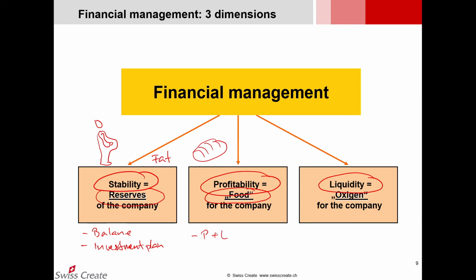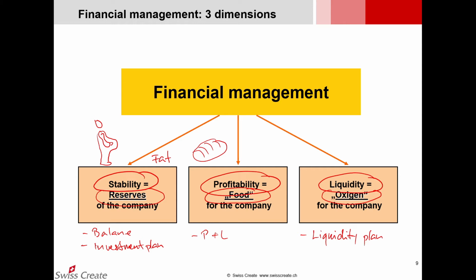The third element, the liquidity, it's like the oxygen. Without oxygen, I can live for 3 minutes maximum. With the liquidity plan, I'm taking care that I have all the time enough liquidity.